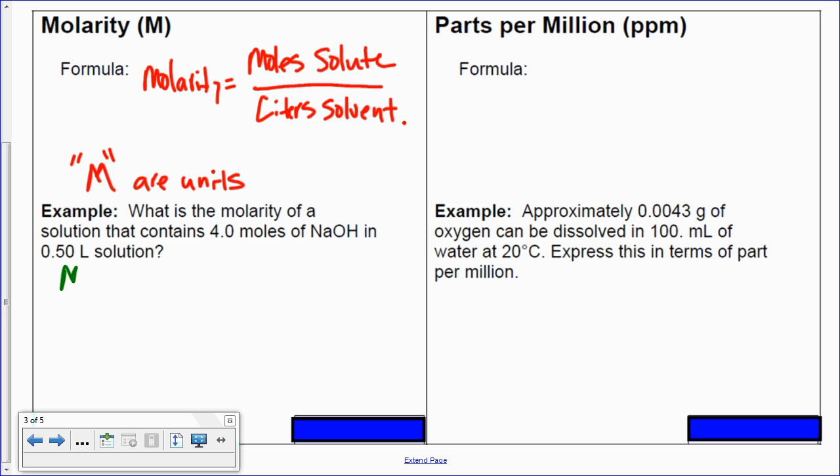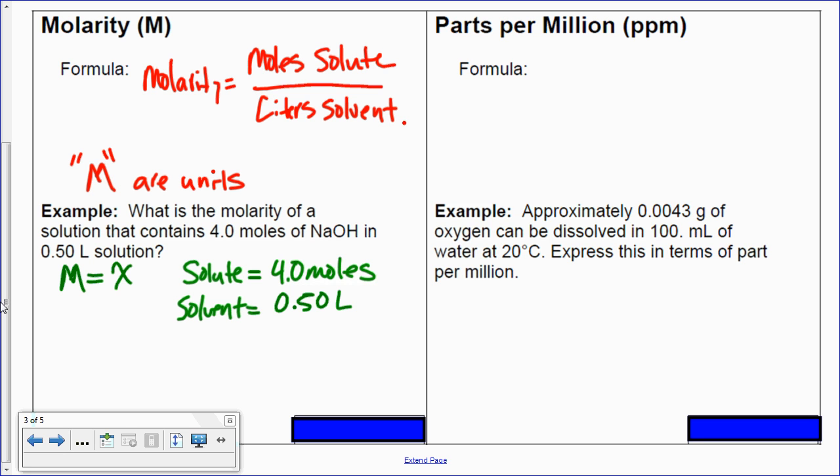So in this case, we don't know what our molarity is. We know what our solute is. That's 4.0 moles. And we know our solvent equals 0.50 liters. So we have everything we need in order to plug it in. So X equals 4.0 over 0.50, and that equals your answer. The bottom of your sheet has the answer that you should check on. I'm not putting it up there for you because you got to check that yourself. So make sure you do your math correctly.